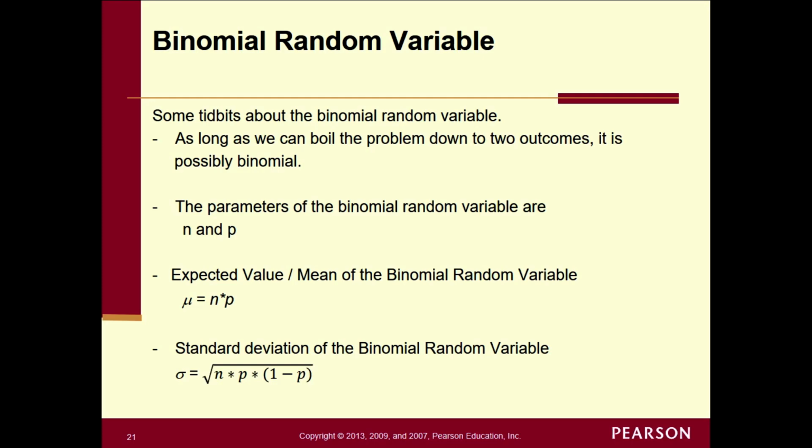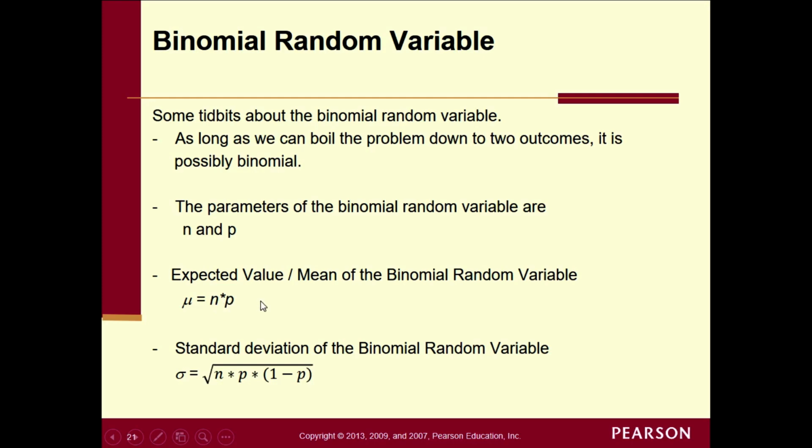Next one, expected value, or the mean of the binomial random variable. We found out in 6.1 there's a formula to figure out the mean of a discrete random variable. It's the summation of x times its corresponding probabilities. You could use that for the binomial, because binomial is discrete. But let's say that n is equal to 20. You would have 21 things to multiply. That's a lot of stuff to multiply. Well, there's a quick little shortcut formula that you can use. All it is simply n times p, the number of trials that you have, times the success rate.